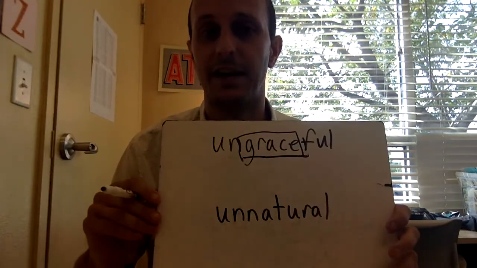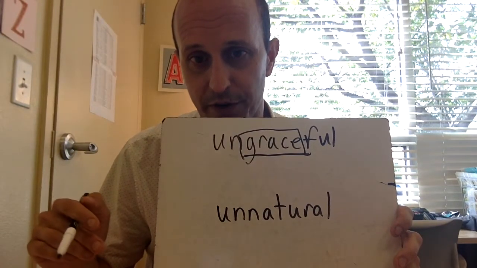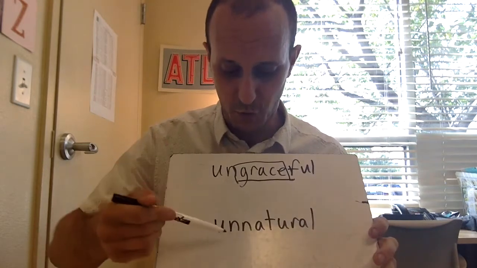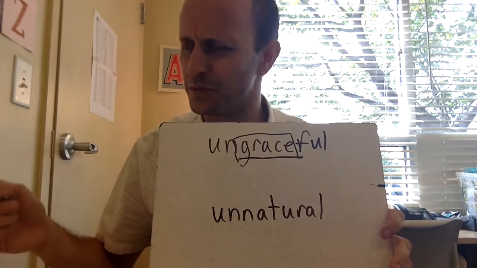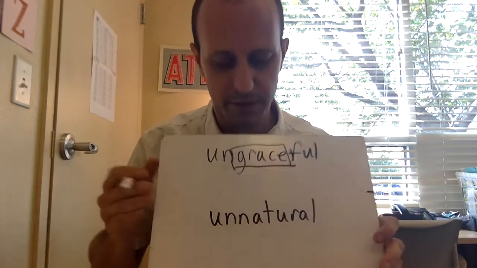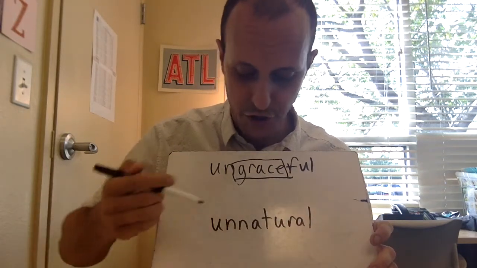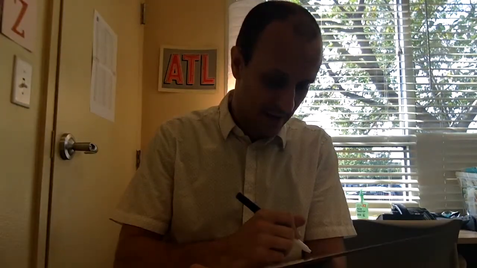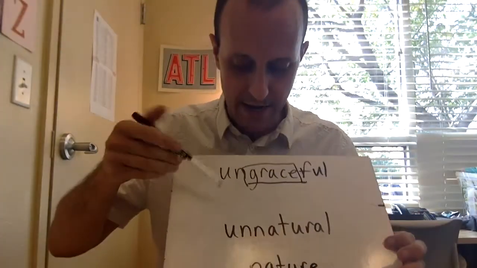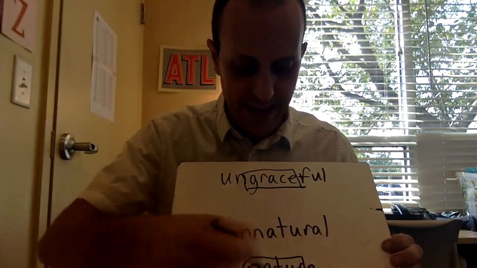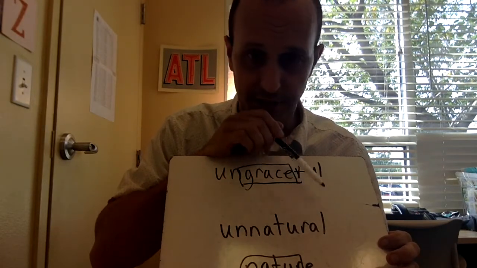Now, sometimes there will be slight changes to the spelling of the base word. For example, this is the word unnatural. If you were to watch Miss Levine dance, you might say, ooh, it looks unnatural the way she moves. So inside of the word unnatural is the base word nature. But nature is N-A-T-U-R-E. You'll notice that the E got dropped from nature when we added the suffix al.